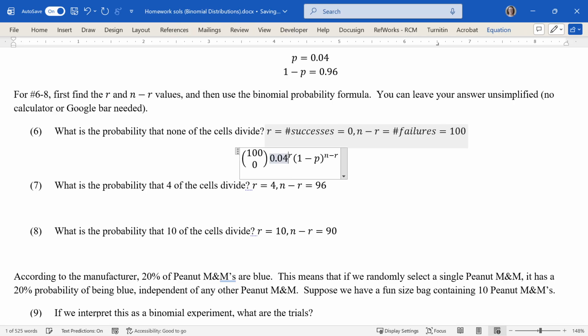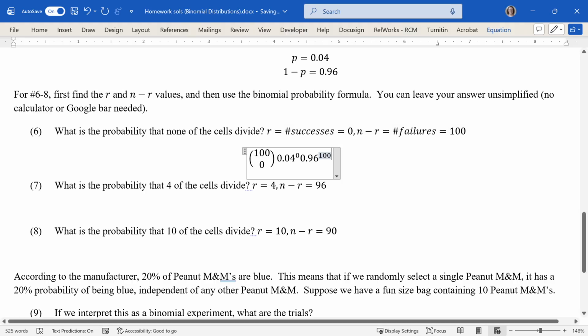Okay, so this is 0.04. That's the probability of success, and the number of successes for this one is for none of them to divide, so 0. So they're all going to fail, so all the exponents go into here, all 100. So basically, probability of failing 100 times in a row right there.